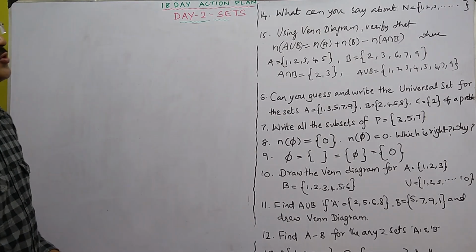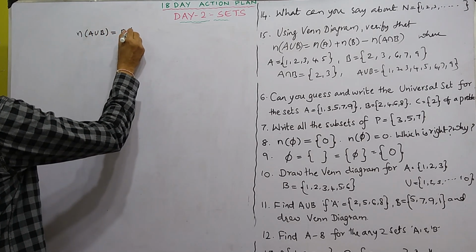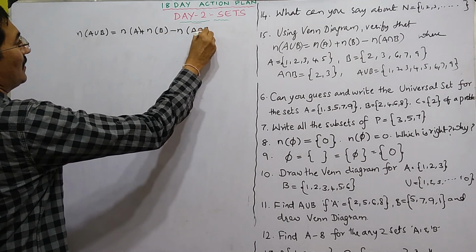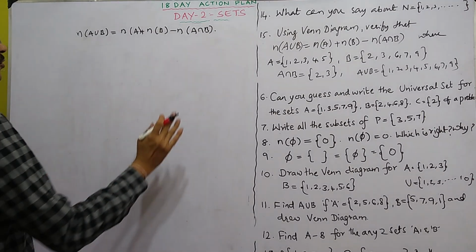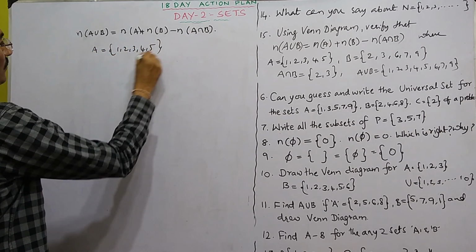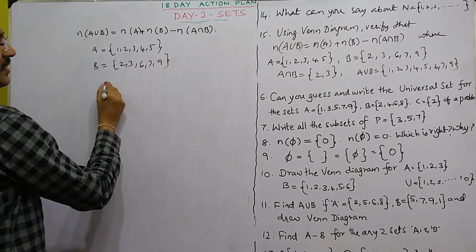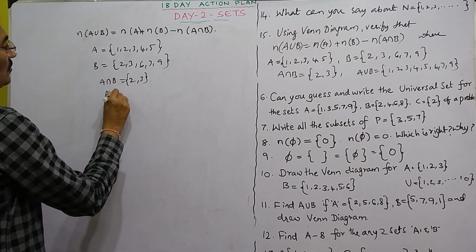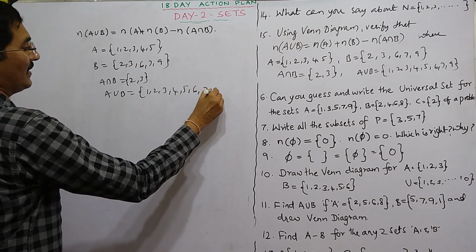Now coming to the last problem: using a Venn diagram, verify that n(A union B) is equal to n(A) plus n(B) minus n(A intersection B). So this is a fact and it has to be verified using a Venn diagram. What is given? A is equal to {1, 2, 3, 4, 5}. B is equal to {2, 3, 6, 7, 9}. Now A intersection B is equal to {2, 3}. A union B is equal to {1, 2, 3, 4, 5, 6, 7, 9}.